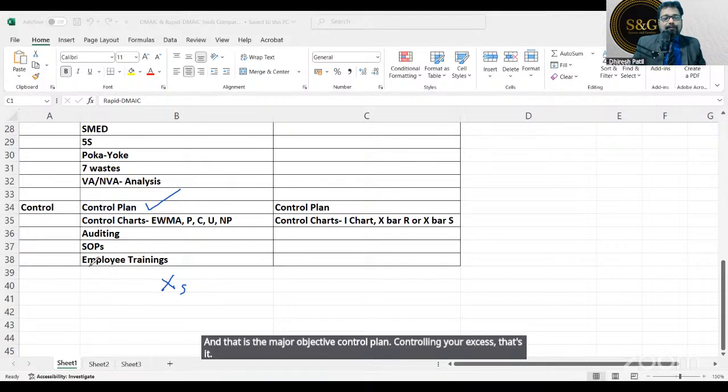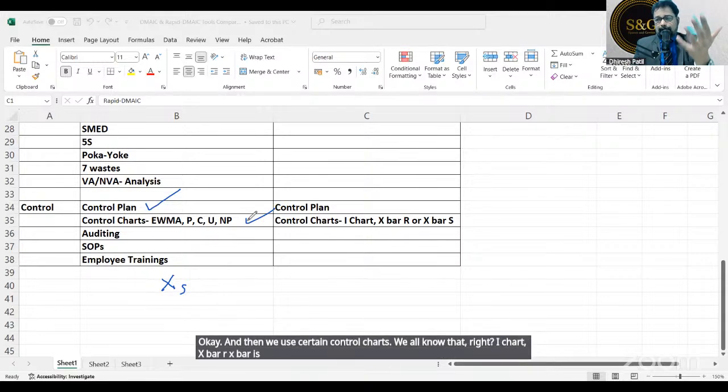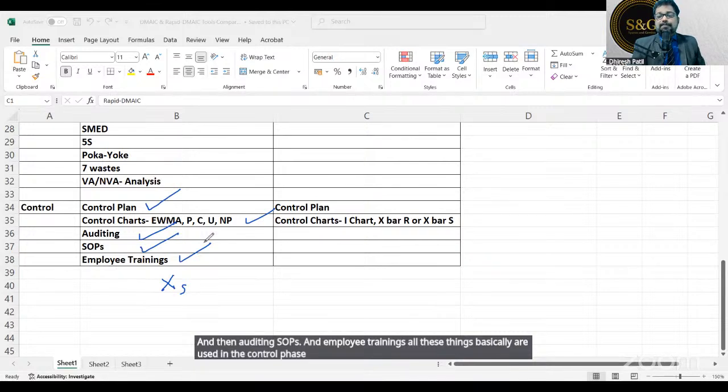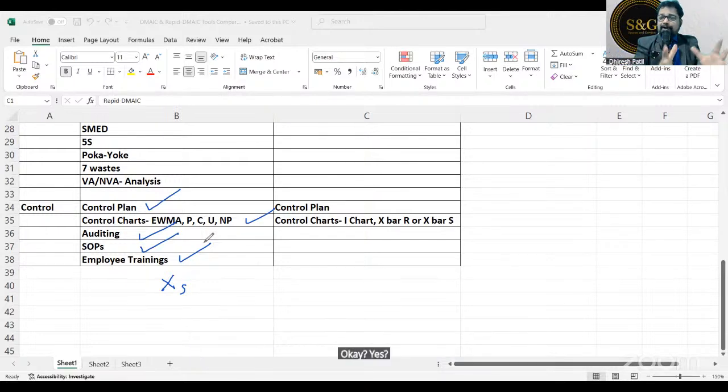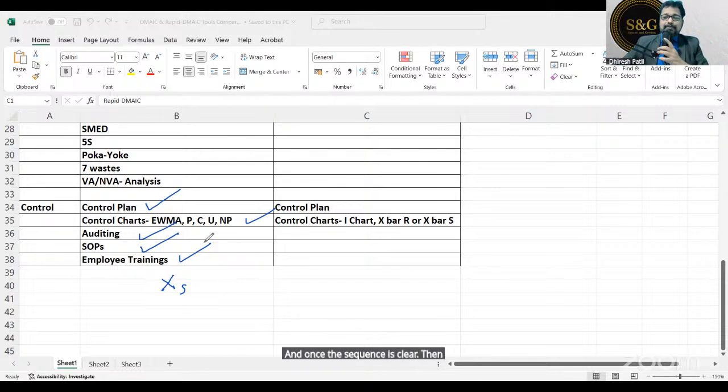Okay. And then we use certain control charts. We all know that, right? I chart, X bar R, X bar S, then the P chart, C chart, U chart, and there are many charts we use in control charts. And then auditing, SOPs, and employee training, all these things are used in the control phase. Okay, so the control phase's main objective is whatever we have improved should sustain at that level. Okay, yes. So this is the overall flow of the DMAIC framework. So you should understand the sequence of the tools as well. And once the sequence is clear, then implementing that becomes very easy.